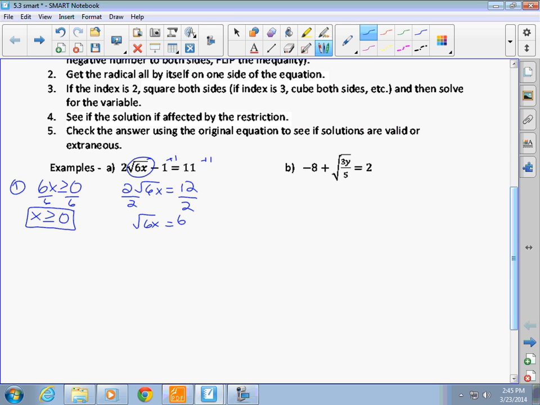Step 3 then said if the index is a 2, then we need to square both sides. So our index is a 2, so if we square this and square this, we have 6x, because square root and square cancel, is equal to 36. And then we just continue to solve for x. So x is equal to, whoops, not 36, x is equal to 6. So if I check back into my restriction, x had to be greater than or equal to 0, and it is. So number 4 worked out. Now I have to check my answer and see if I have an extraneous root or not.